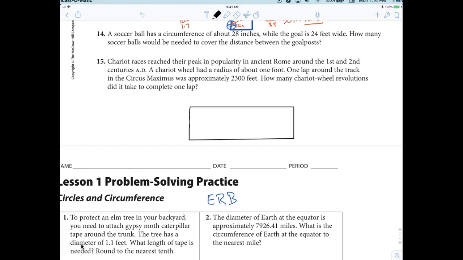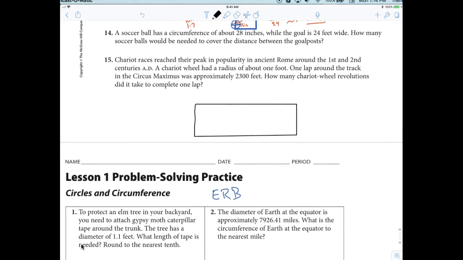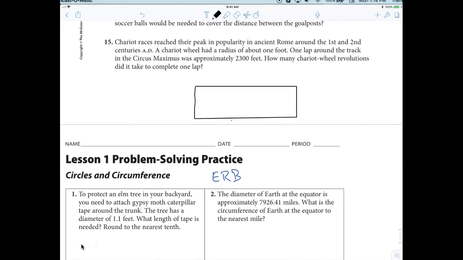Everybody's familiar with my soccer goal, right? And it's how wide? It is 24 feet wide. Now, what's the problem right off the bat? I have feet and inches. So let's convert to the same units. 24 feet is the same as, I think, 288 inches. Double check me. 24 times 12, 288 inches. Does everybody agree with that? Yes, sir.